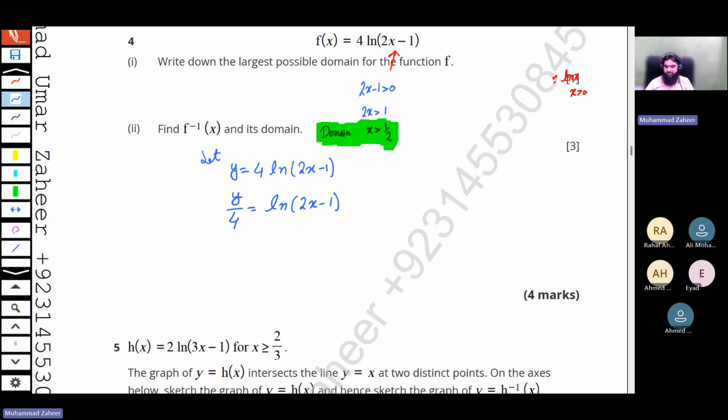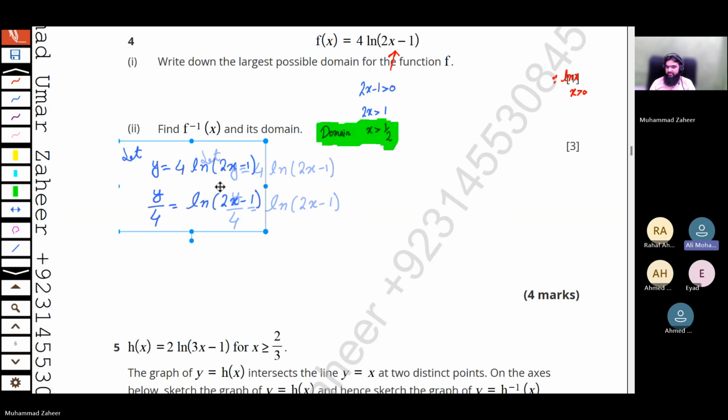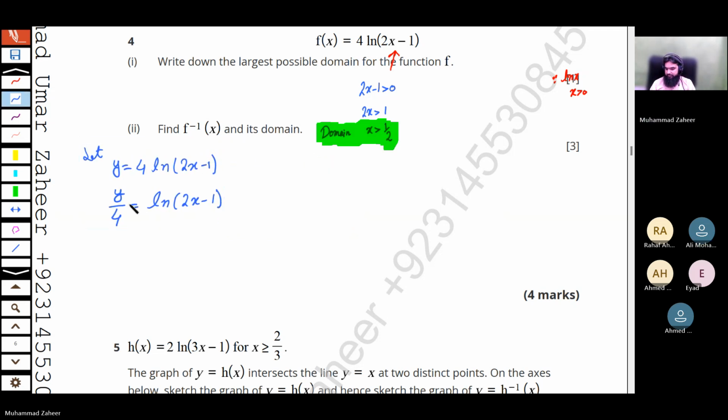I want to remove the natural log. How can I remove it? Take the exponential e on both sides. So it will be e raised to power y over 4 is equal to e raised to power natural log of 2x minus 1. The natural log and the exponential will cancel out, and you will get 2x minus 1.